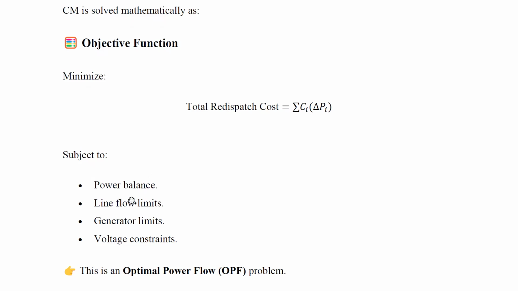Next, the line flow constraint, the transmission line flow constraints, so minimum and maximum operating limits. Next, generator limits. That means the generator should work within minimum and maximum operating limits. That limit will be specified. Next comes the voltage constraint. So what voltage we need to operate in that transmission line.